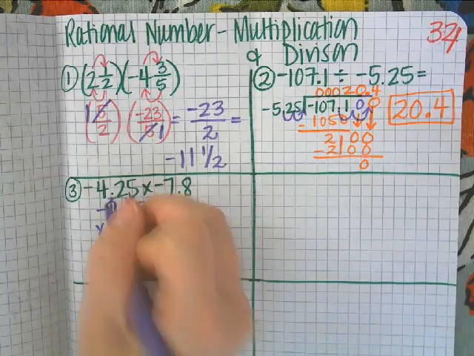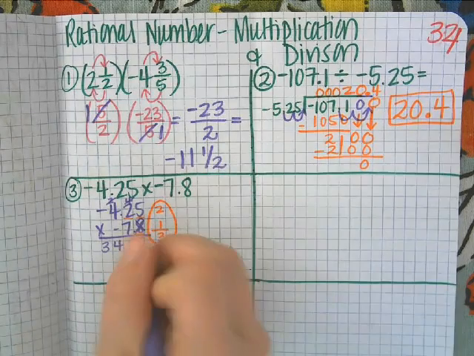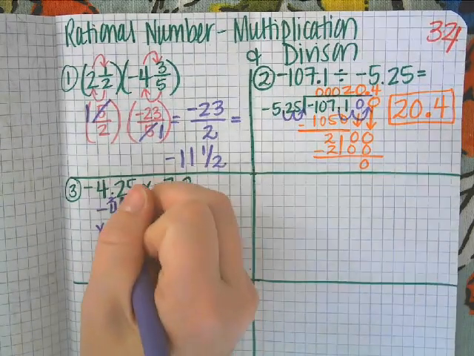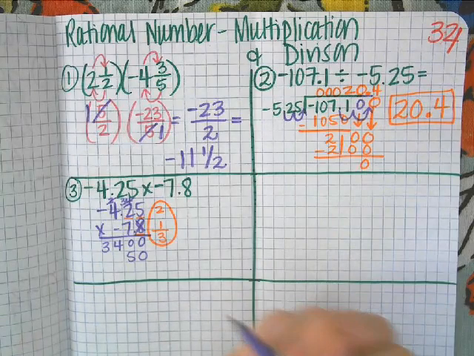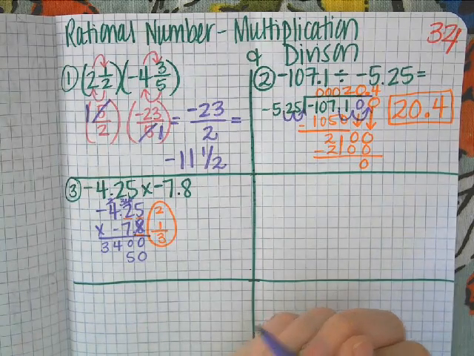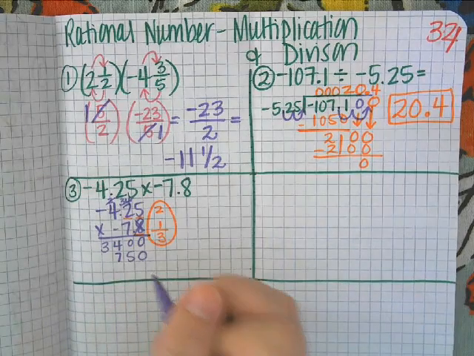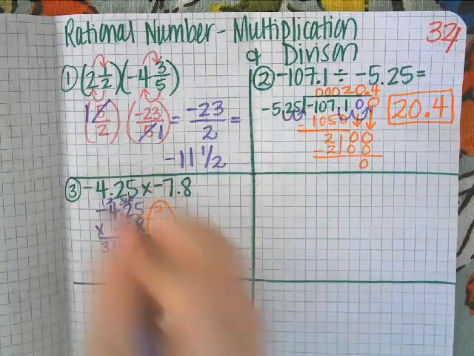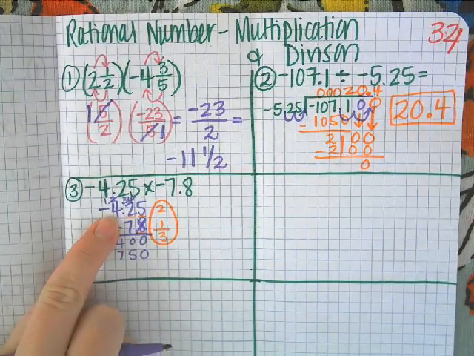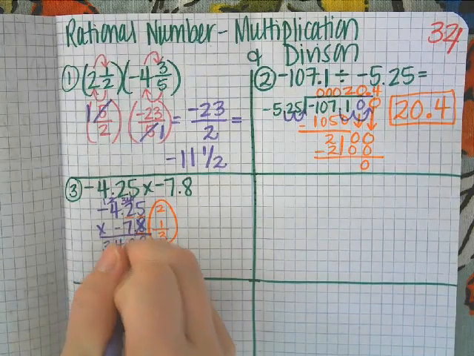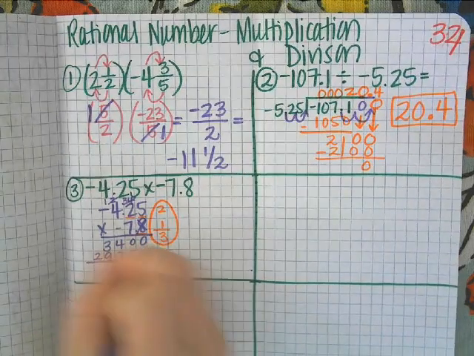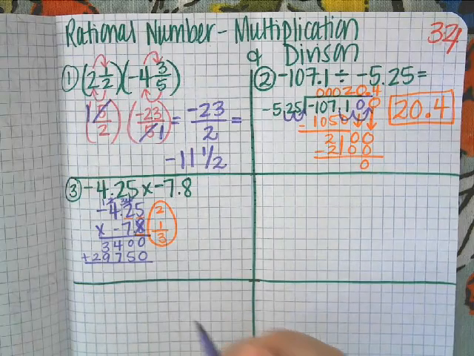Cross out what I've already done. 7 times 5 is 35. Bring up a 3. 7 times 2 is 14. Plus 3 gives me 17. Bring over the 1. 7 times 4 is 28. Plus 1 is 29. Now we're going to add these numbers up.